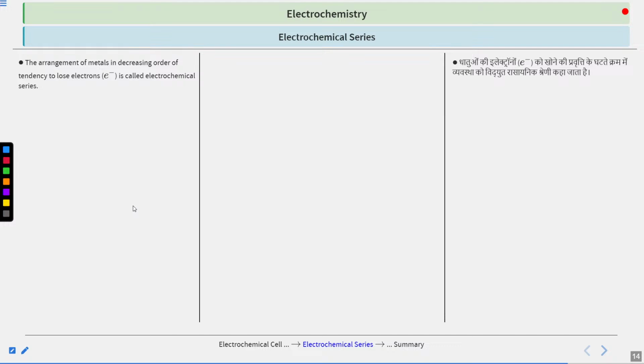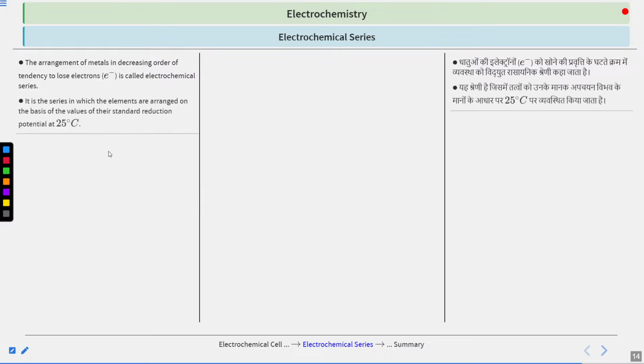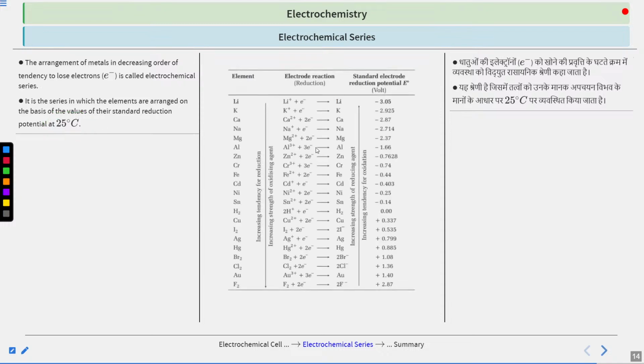Now is the electrochemical series. Basically it is the tendency to lose the electron. It is the series that is calculated at 25 degrees Celsius. So this is the series.